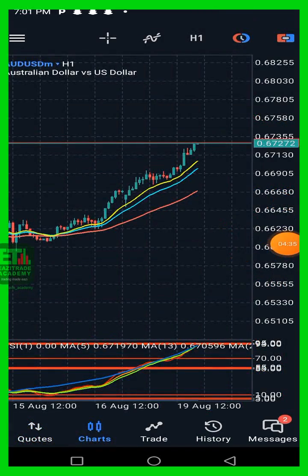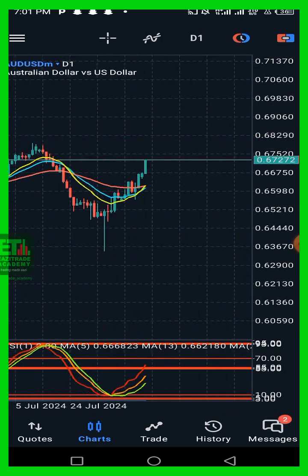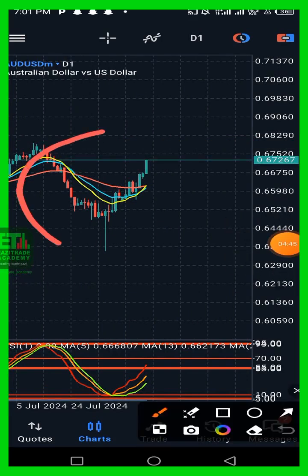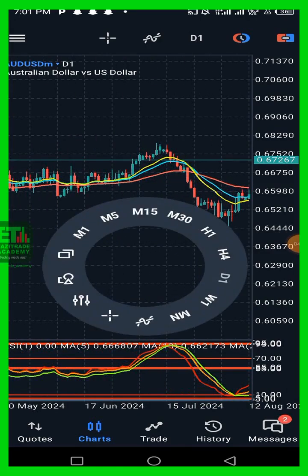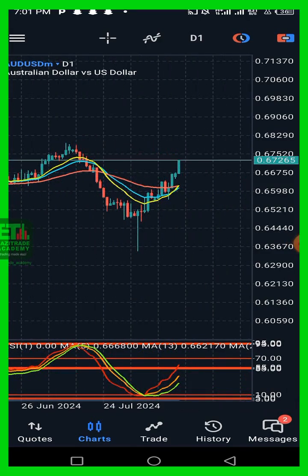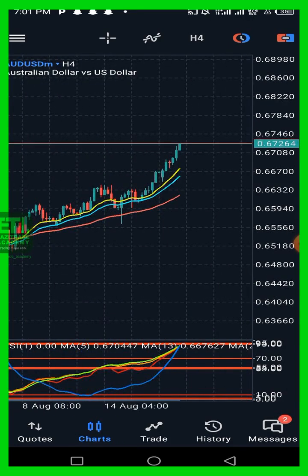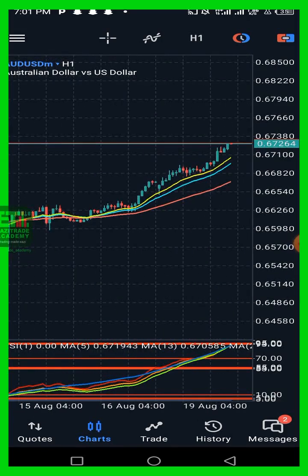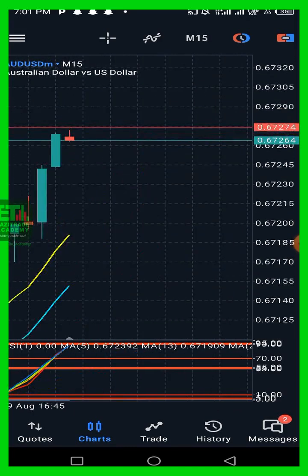The next pair we are looking at is AUD USD. Like I said earlier, check out the daily time frame. This is a good reversal pattern, because previously it was in an uptrend, a pullback occurred and it's reversing. Then we have 4 hours indicating uptrend, 1 hour indicating uptrend. Then look out for the particular morning star on 15 minutes.